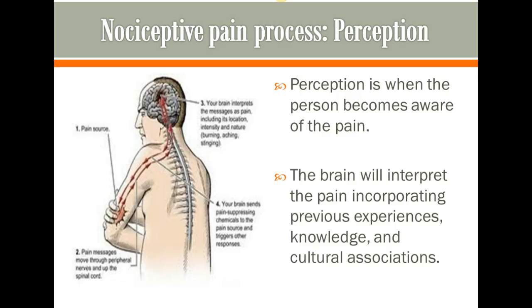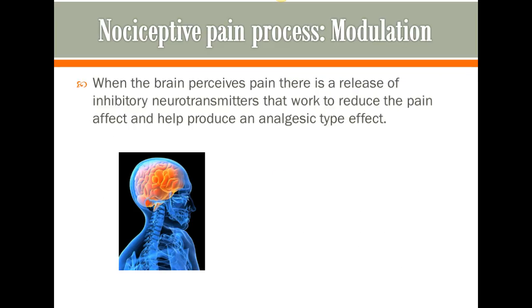Also remember that when the brain interprets the pain, the person will also incorporate previous experiences, knowledge, and cultural associations related to that pain perception. Modulation is when neurons in the brain stem send signals back down to the dorsal horn of the spinal cord. There is a release of inhibitory neurotransmitters that work to reduce the pain effect and help produce an analgesic type effect.